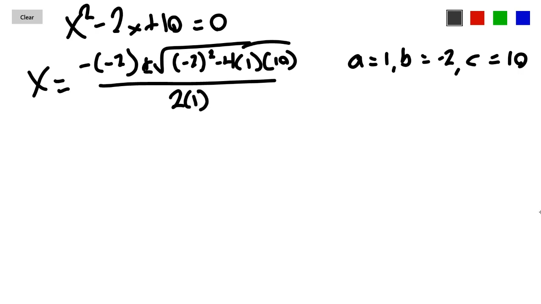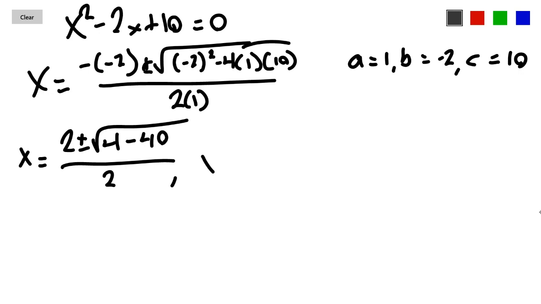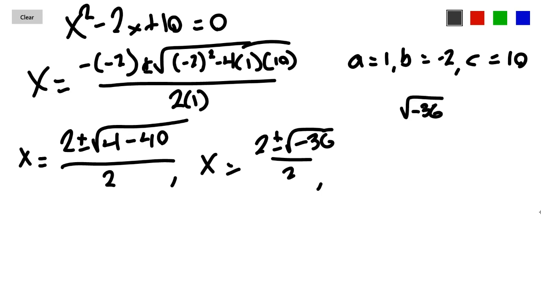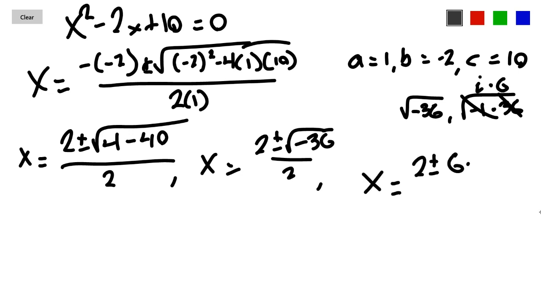If I crunch the numbers here, I have x is equal to 2 plus or minus the square root of 4 minus 40 divided by 2. And so x is equal to 2 plus or minus the square root of negative 36 divided by 2. If you recall the lesson that we had for complex numbers, the square root of negative 36 can be broken up into the square root of negative 1 times 36. The square root of negative 1 is just i, and the square root of 36 is just 6. So we have x is equal to 2 plus or minus 6i over 2.